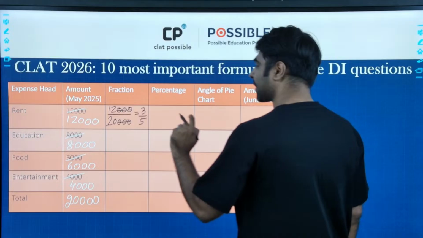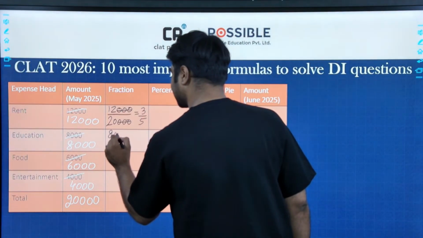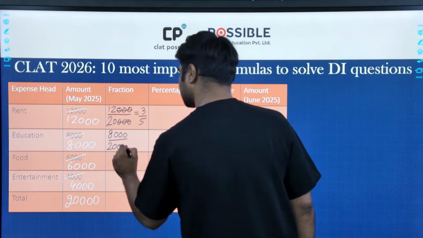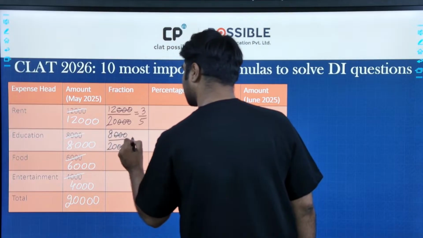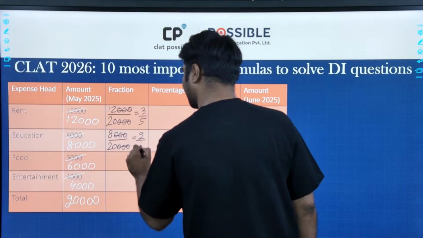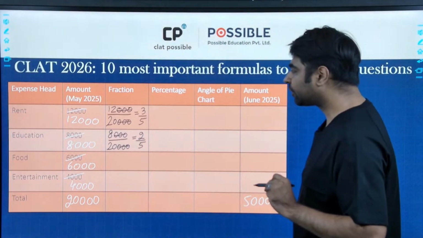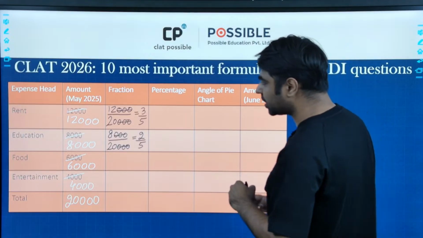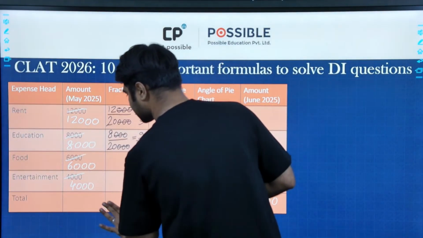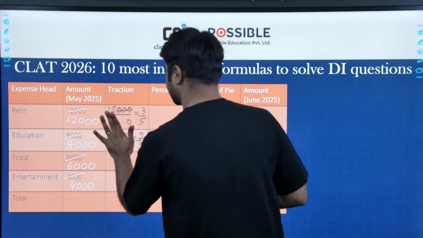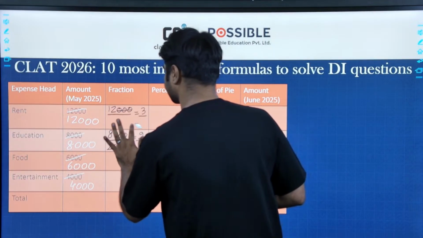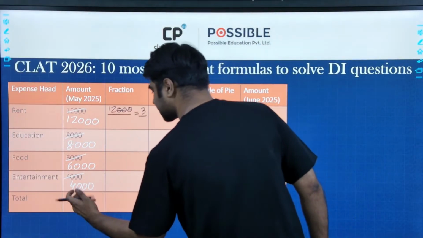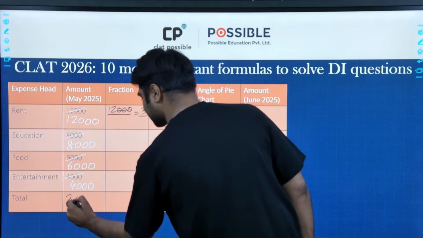Okay. On education, it would be 8,000 upon 20,000. 3030 is gone. 4 2s are 8 and 4 5s are 20. So that means he's spending 2/5 of his salary. Okay, sorry, my mistake. So this was 20 and this was 10, so it will be 30,000 as a total. Sorry, my mistake, guys. Okay, so the total salary was not 20,000, it was 30,000.